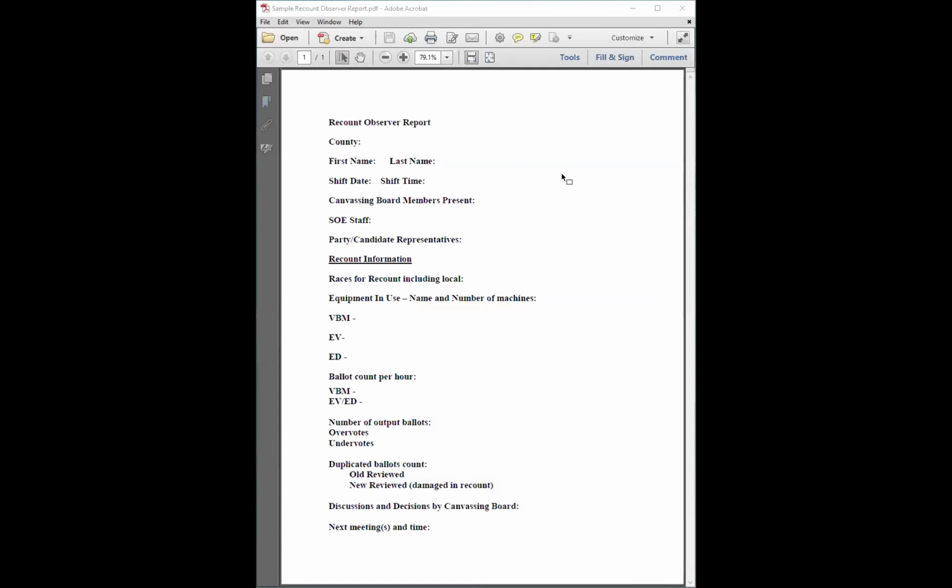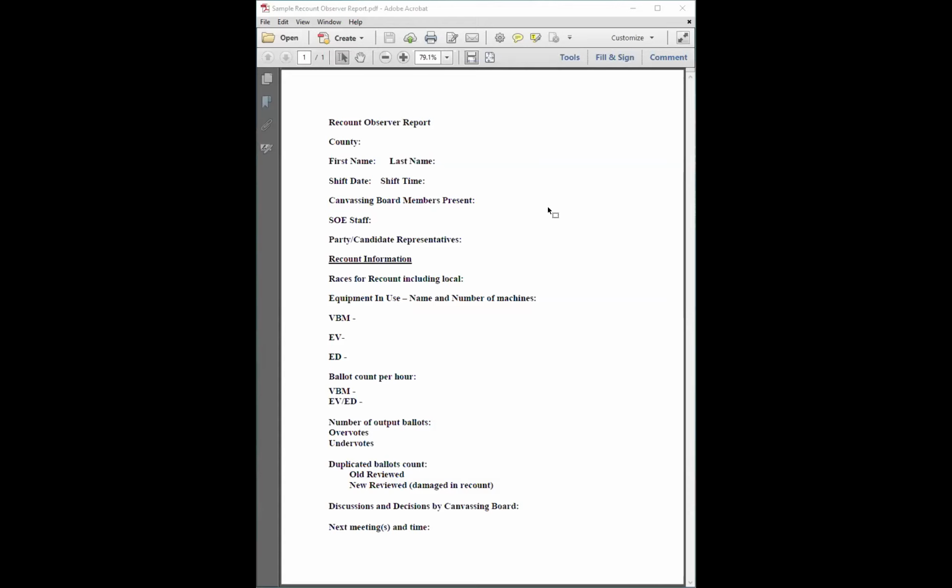So here's a sample of the Recount Observer Report. This is a PDF I've included in the Google Drive, but I would prefer that you fill out the Google form when you return home. It's very hard to read people's handwriting. So we're going to want to know the county you're working in, your name, the date of your shift and the time of your shift.